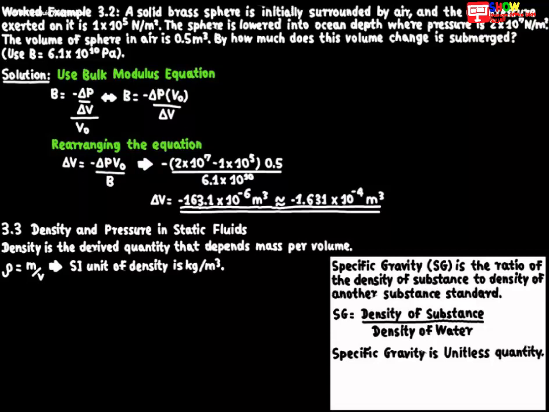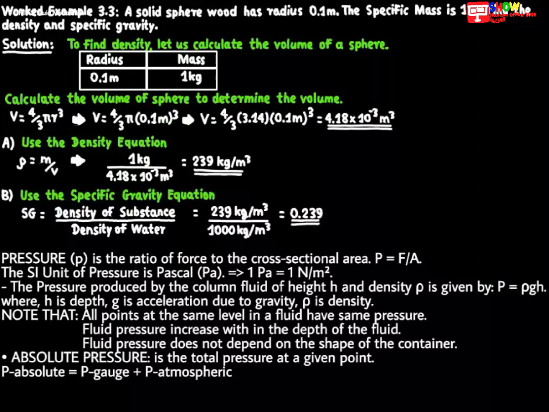Specific gravity is the ratio of the density of a substance to the density of another standard substance, which means density of substance over density of water. Specific gravity is a unitless quantity.